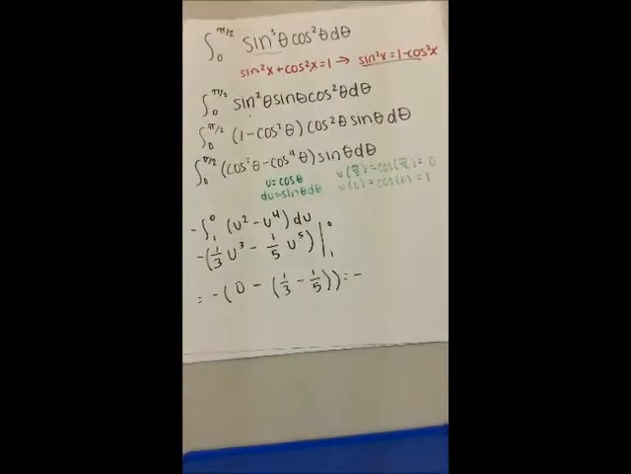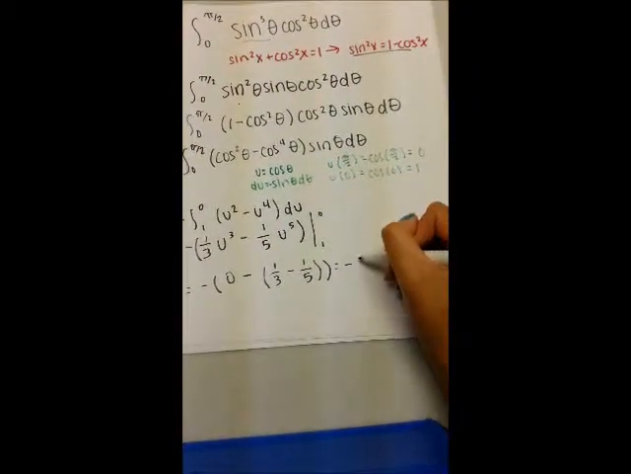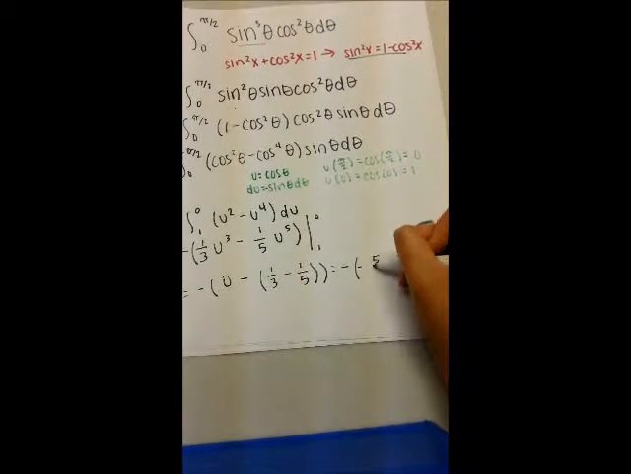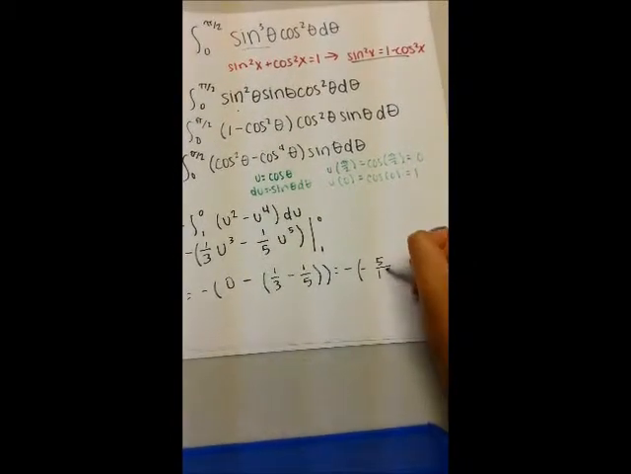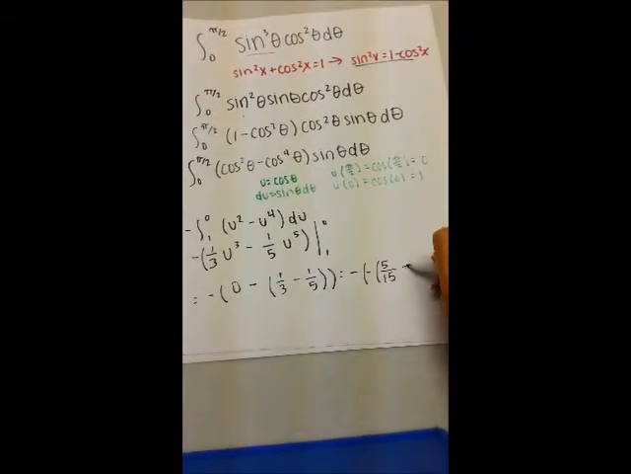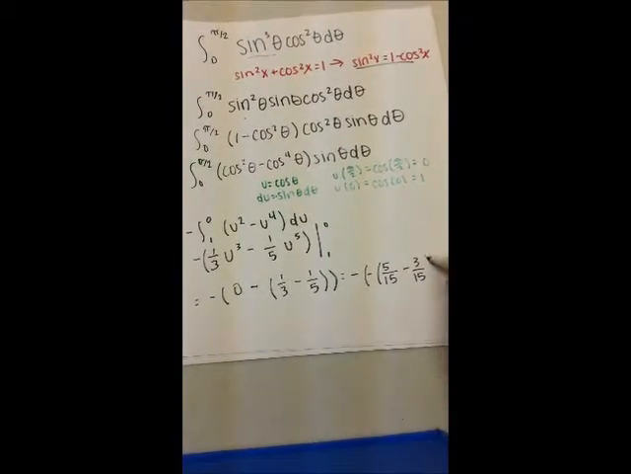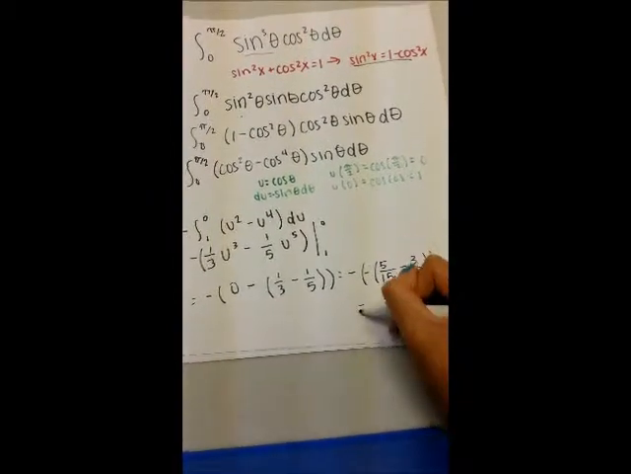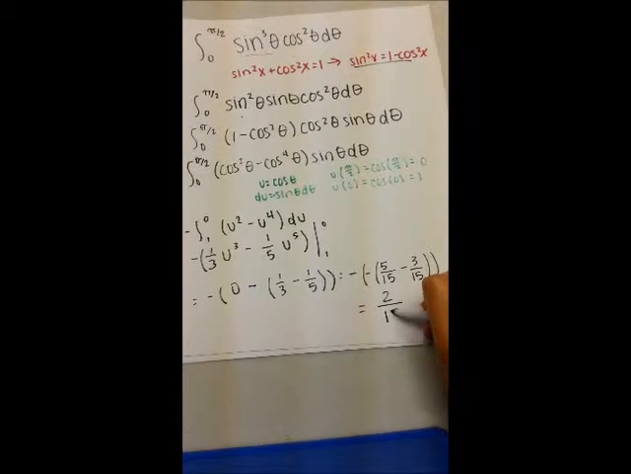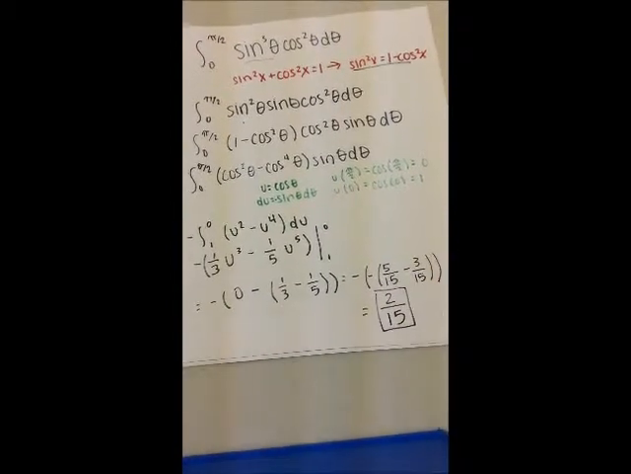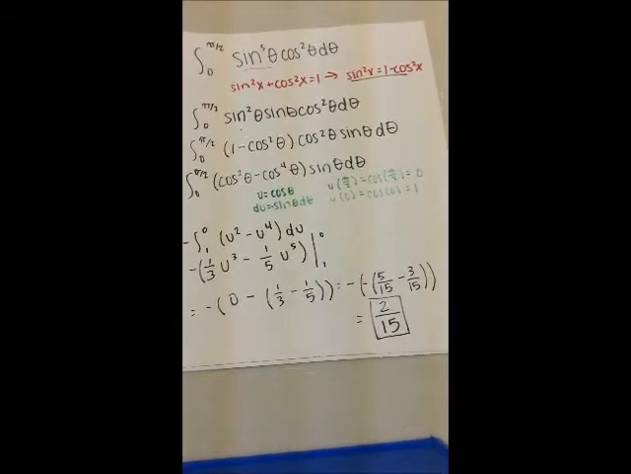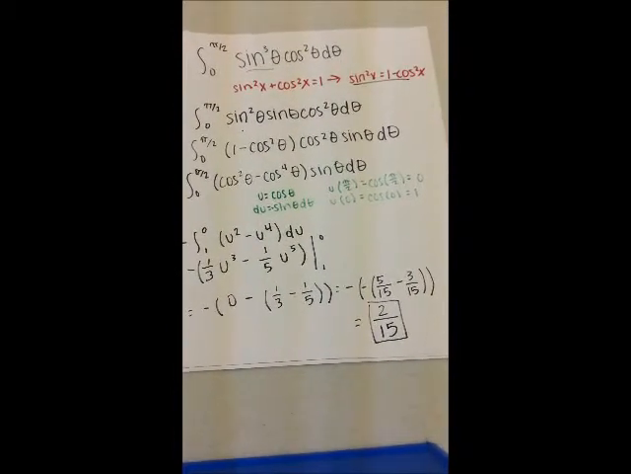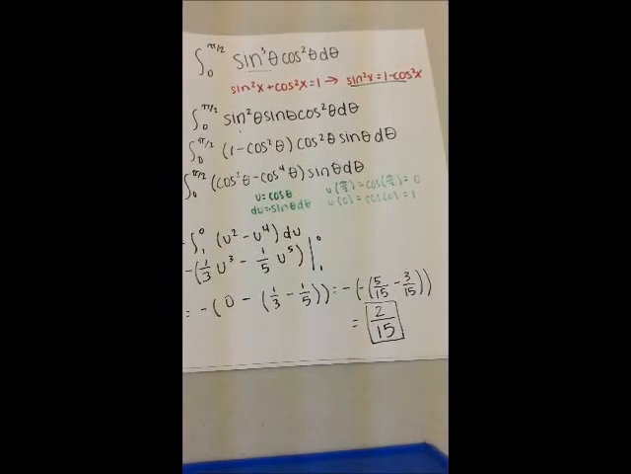Now we have to find the least common denominator, so with that we get 5/15 minus 3/15, and subtracting that, our answer is 2/15. So there we have the integral of sine cubed theta times cosine squared theta d theta from 0 to pi halves is equal to 2/15.